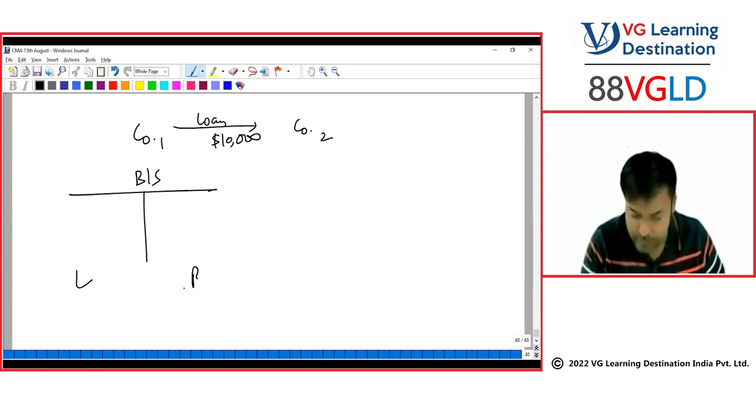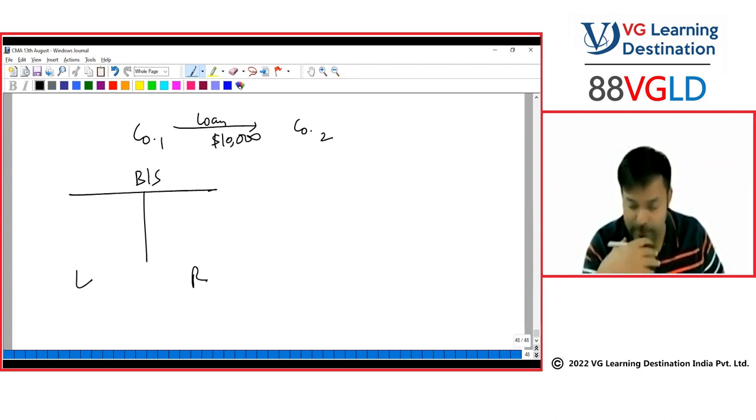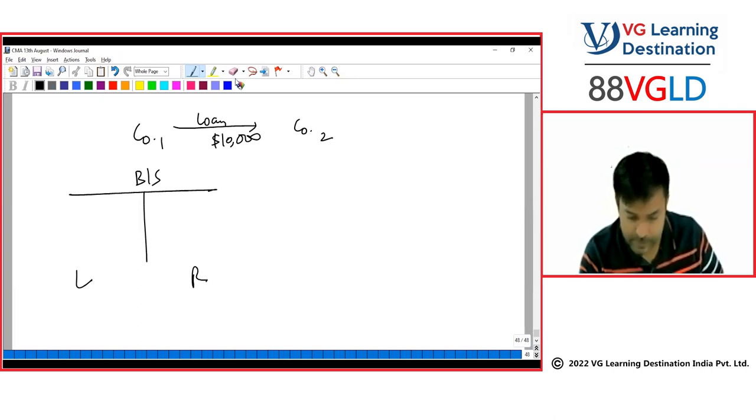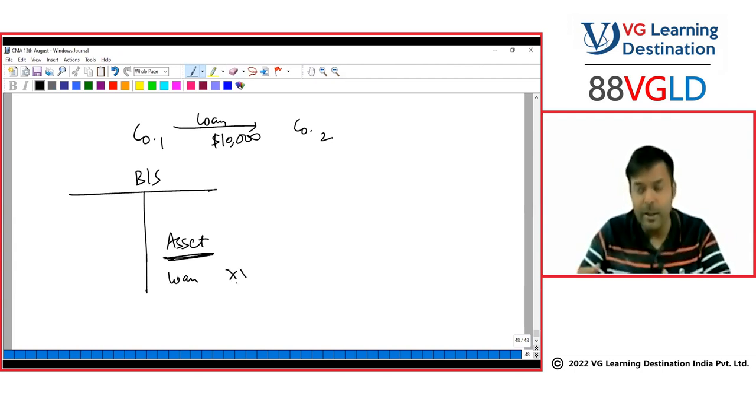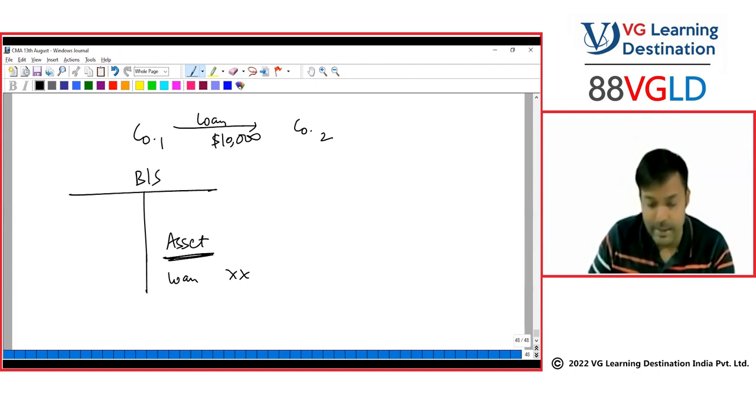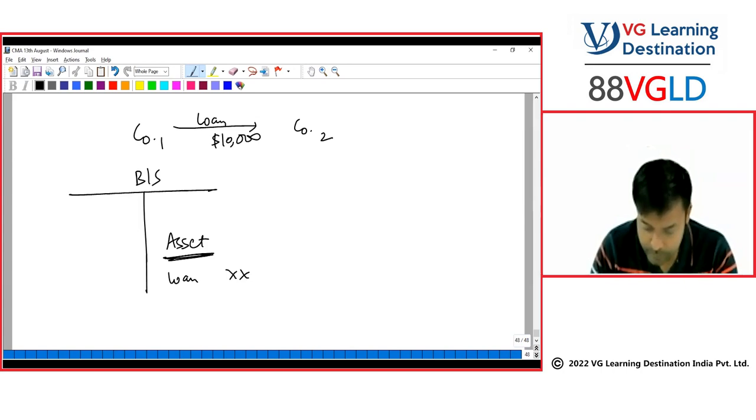Left or right? That means, is it liability or asset? Is it liability? You're saying right? It is asset. Absolutely. It is asset. No, it's an asset, Parminder. You have given the loan in that case, right? Whenever you are giving the loan, is it part of your capital structure? No. It is not a part of your capital structure. If it is not a part of your capital structure, would it come under FA?